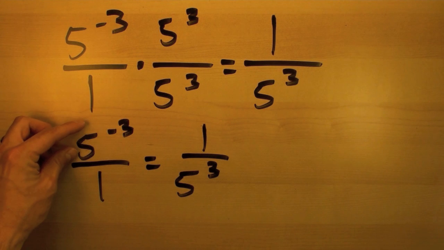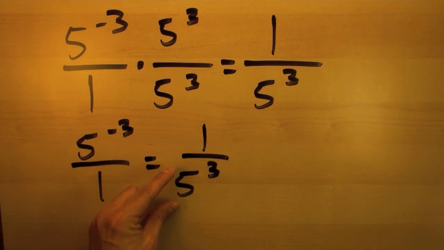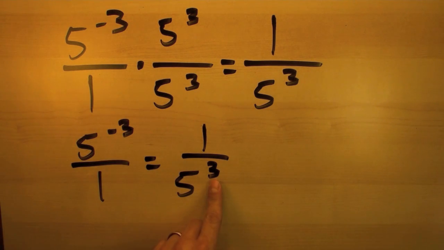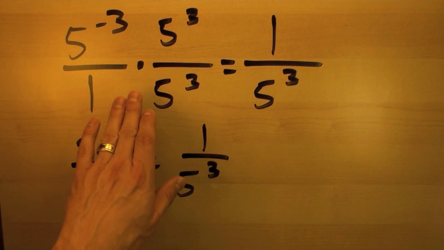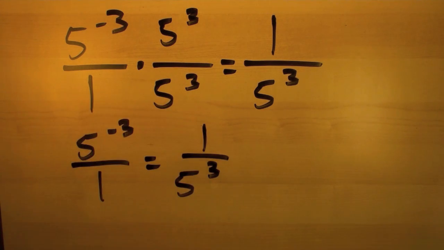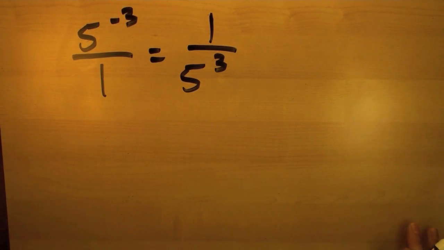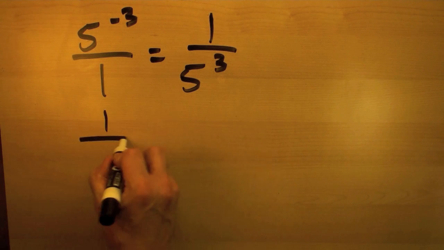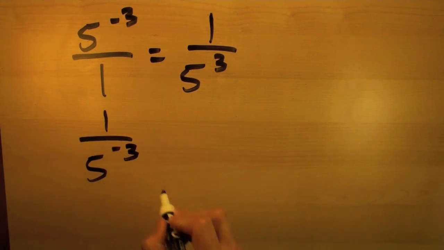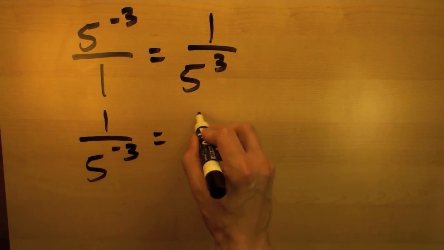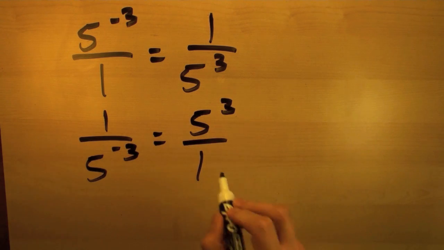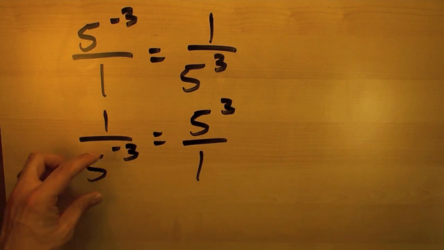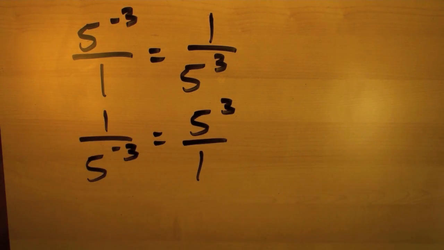We can move the negative exponent to the other part of the fraction and it becomes positive, which is really just a shortcut for the algebra that we did up here. Likewise, if we have 1 over 5 to the negative 3, this is the same as 5 to the positive 3 over 1. We just move it to the other part of the fraction and change the sign.